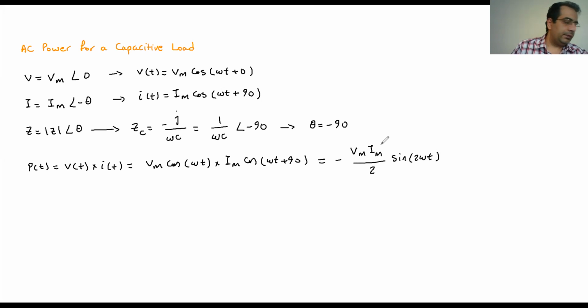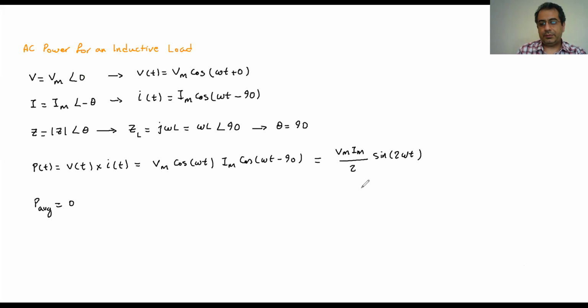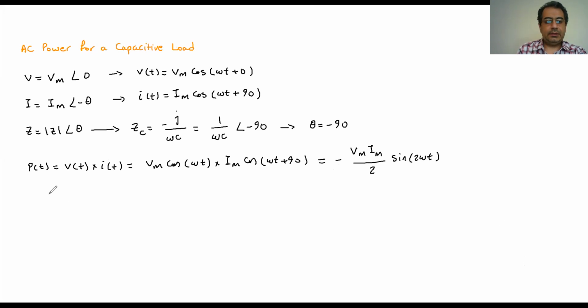So if you look at here, the difference between this one and the one for the inductance is that this one is going to be negative. You will see it's negative here, in the inductance it was previously positive. And the same as the inductor, the average one is going to be 0 because it's a sinusoidal wave. So if you average it, again, it comes out as 0.